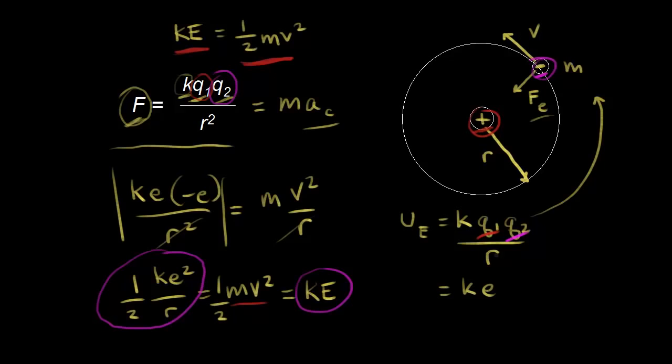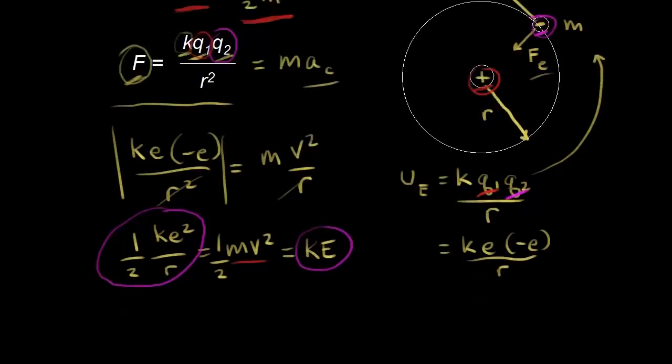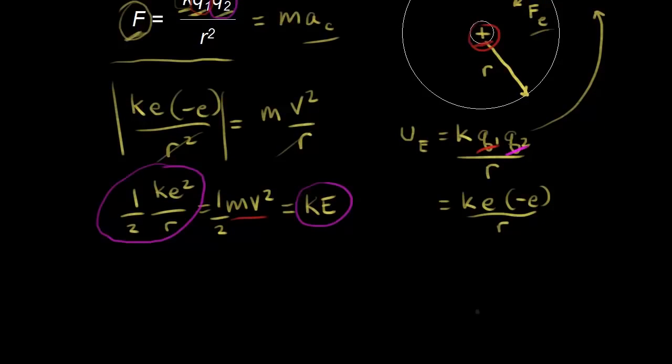negative e. So we have negative e, divided by r. This time we're going to leave the negative sign in, and that's a consequence of how we define electrical potential energy. So we get negative ke squared over r. We define the electrical potential energy equal to 0 at infinity. And so we need to keep this negative sign in because it's actually important.